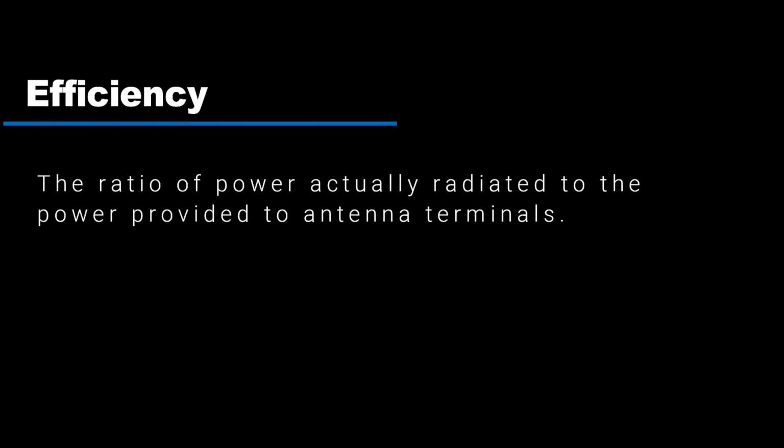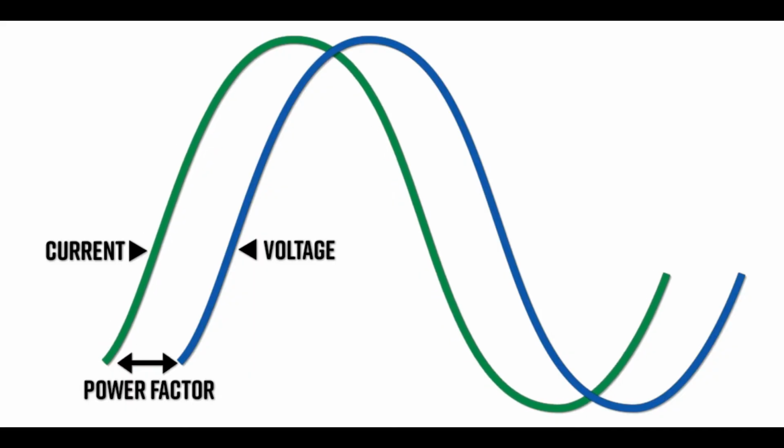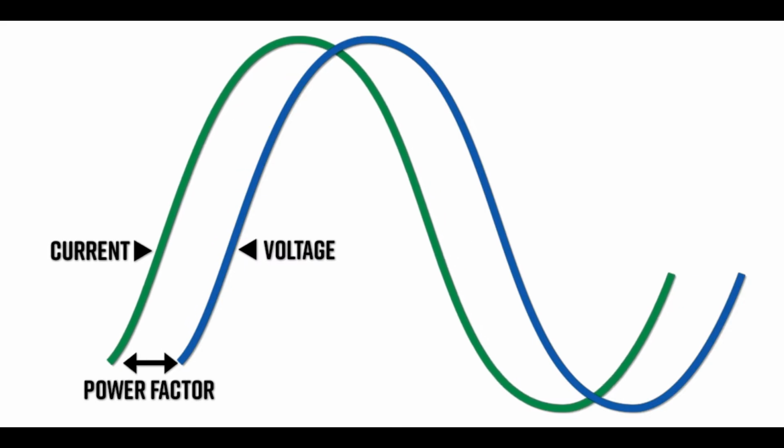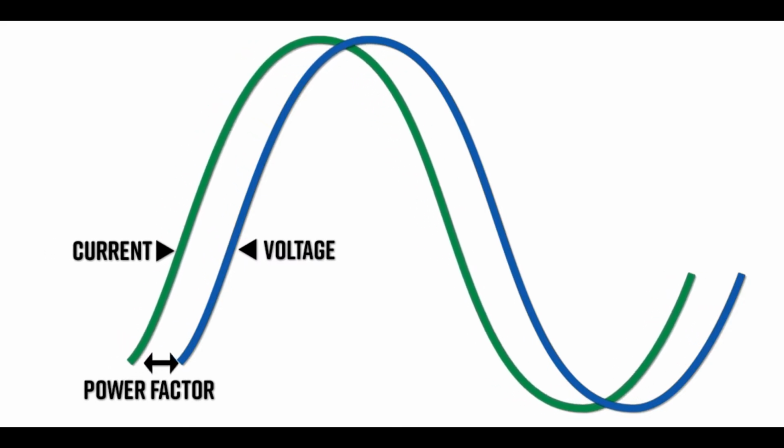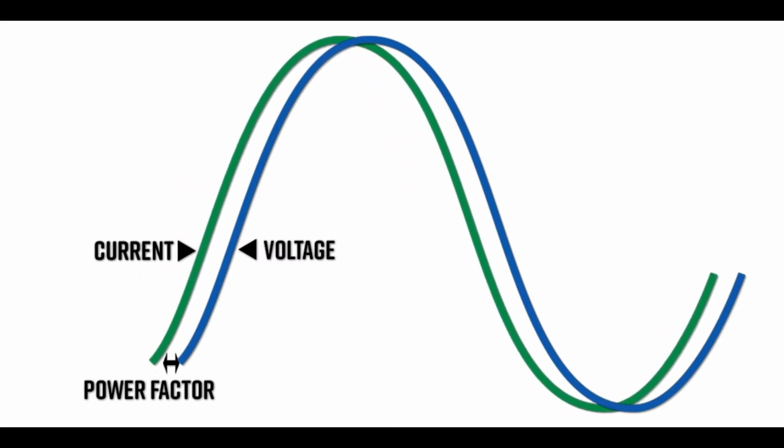Efficiency. The ratio of power actually radiated to the power provided to the antenna terminals. The reason this parameter is important is self-explanatory. Would you really want an antenna that is non-efficient?